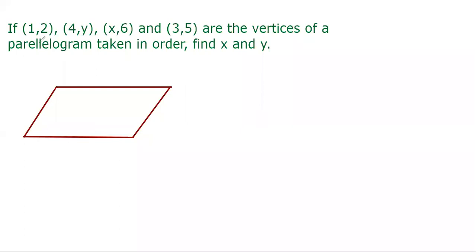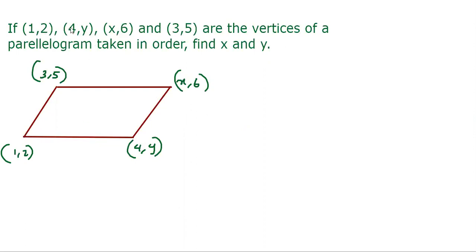So this is the next question. If (1, 2), (4, y), (x, 6) and (3, 5) are the vertices of a parallelogram taken in order, find x and y. So this is the parallelogram, and now it is (1, 2), this is (4, y). You must write this in order. This is (x, 6) and (3, 5). Now we need to find x and y. That is the question.